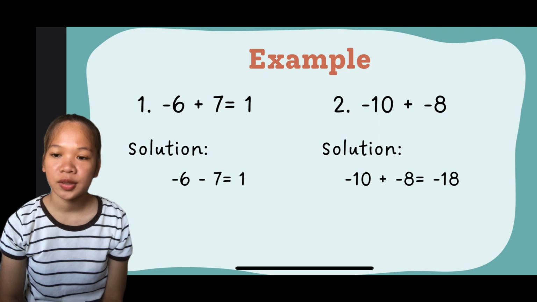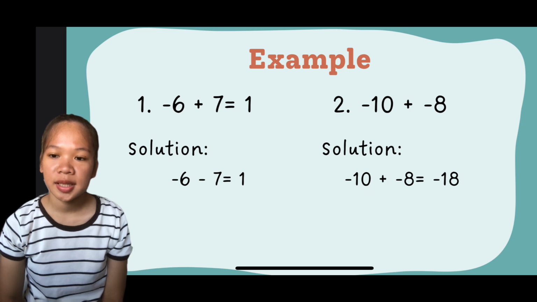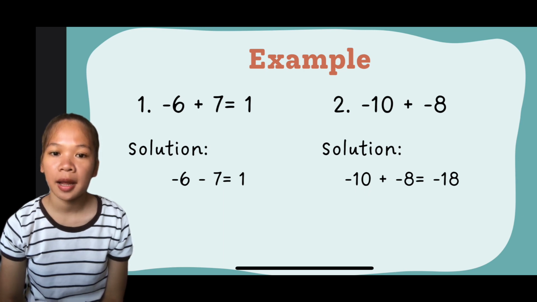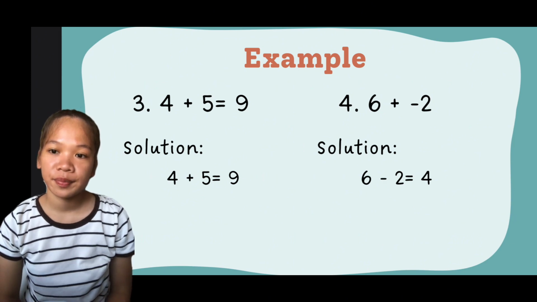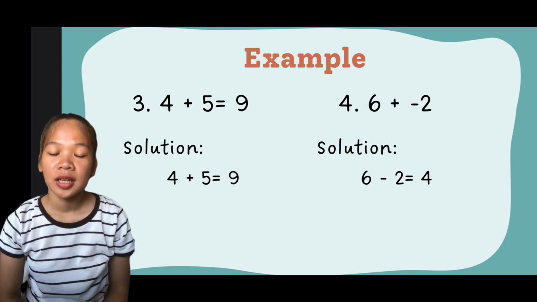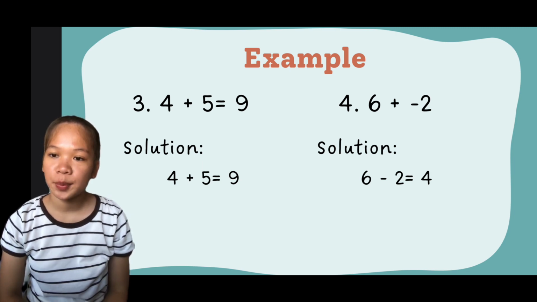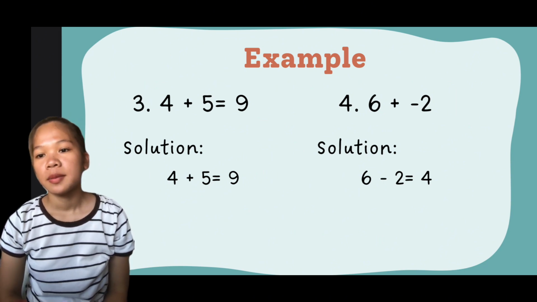And then, in number 2, we have negative 10 plus negative 8. Di ba magkapareho sila ng sign? So, we're going to add the 10 and the 8 and copy the sign. In number 3, makikita natin na they have the same sign, di ba? Ang 4 and 5. So, the 4 and 5, we're just going to add it and copy the sign, which is positive sign.